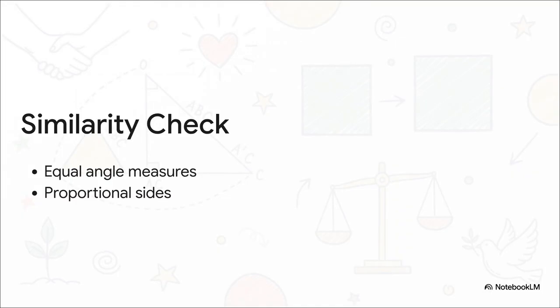But what if you're just looking at two shapes, and you need to figure out if one is a true dilation of the other? Well, we run a similarity check. For two figures, say two triangles, to be completely mathematically similar, they have to meet two exact structural conditions. First, their corresponding angle measures must be exactly equal, no exceptions. Second, all of their corresponding sides must be perfectly proportional. If those two things are true, congratulations, you're looking at similar figures.